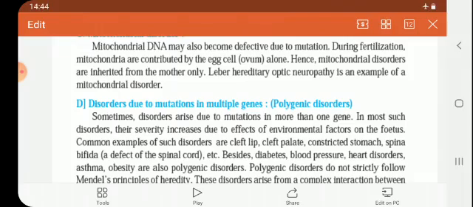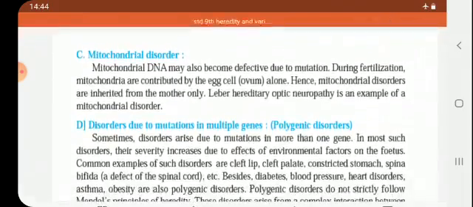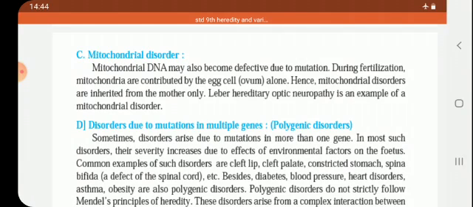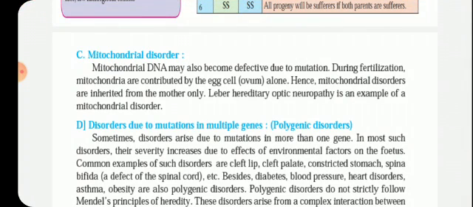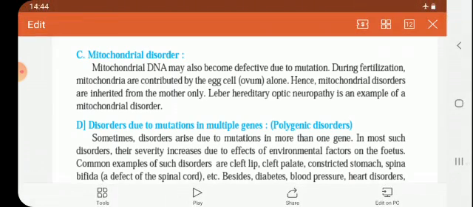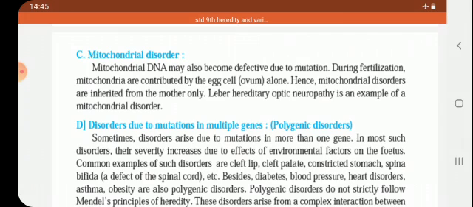Now some more diseases occur due to some more problems, that is the mitochondrial disorder. It's not so common. In mitochondrial disorder, mitochondrial DNA may also become defective due to mutation. During fertilization, mitochondria are contributed by the egg cell alone. Hence, mitochondrial diseases are inherited from the mother only.